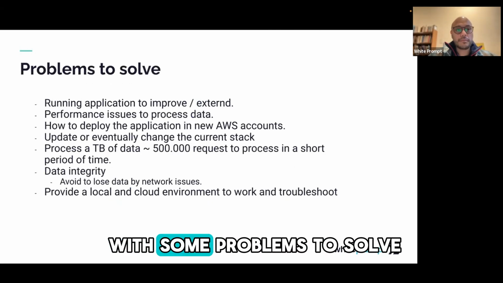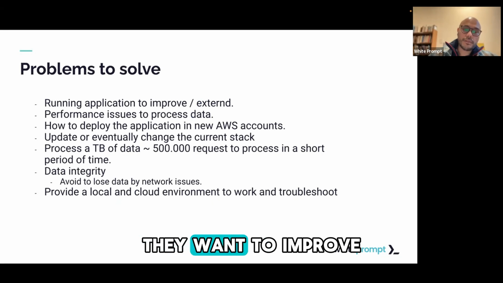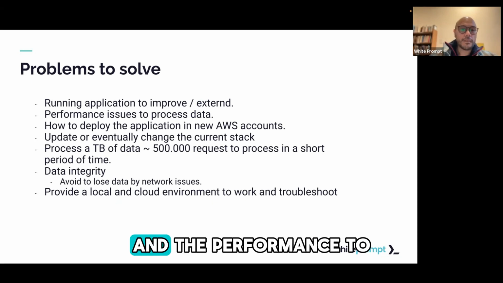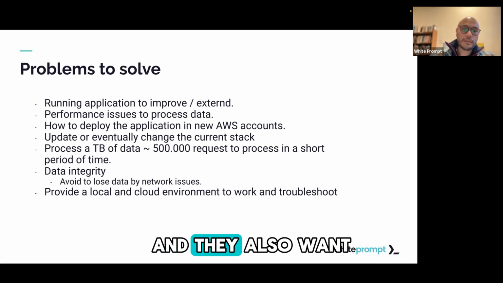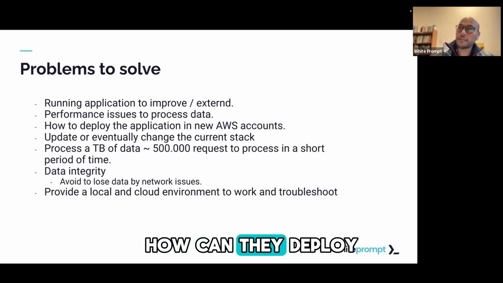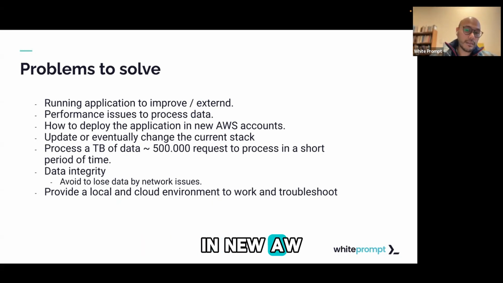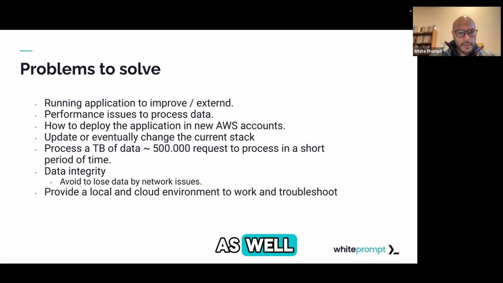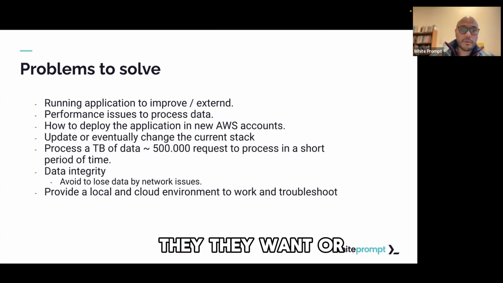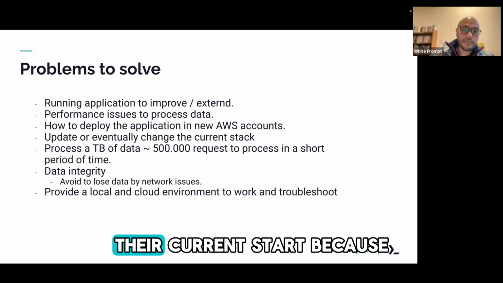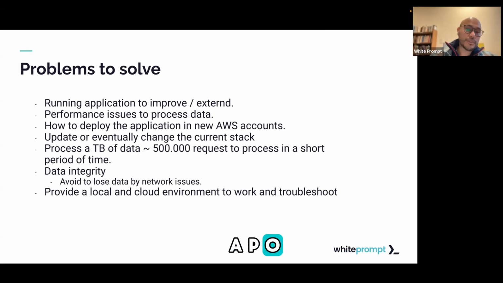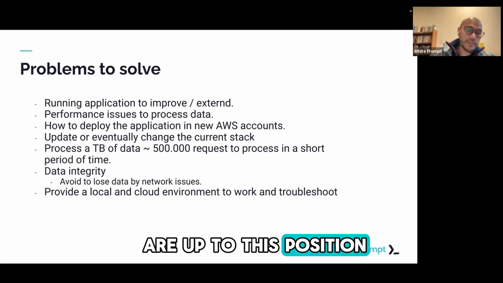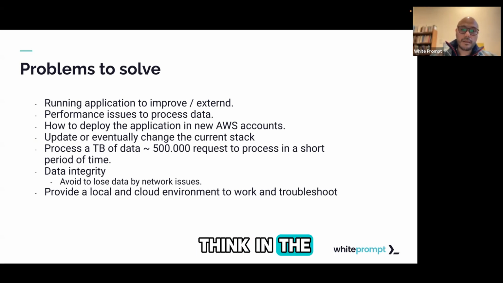And the client comes with some problems to solve. They want to improve or extend the functionality, especially the performance, and the performance to process information. They also want to understand how they can deploy their application in a new AWS account or even in other cloud providers. As well, they are open to changing their current stack because they started working on a POC, and the POC started growing.